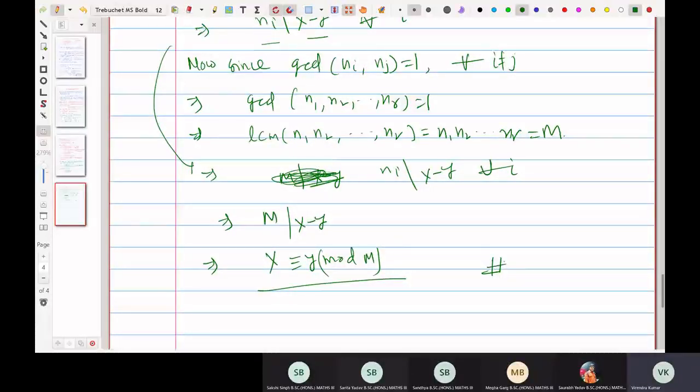Fine. This proves the result. So I think we don't have much time today. We'll be seeing some examples based on this Chinese remainder theorem tomorrow. So until tomorrow, bye-bye.